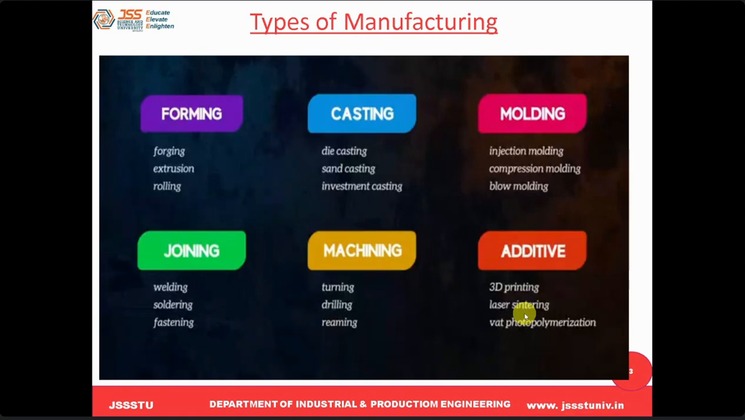We'll discuss in one video all these types of manufacturing processes with a beautiful 3D animation that I'm going to play now. So please, you can just look into that.